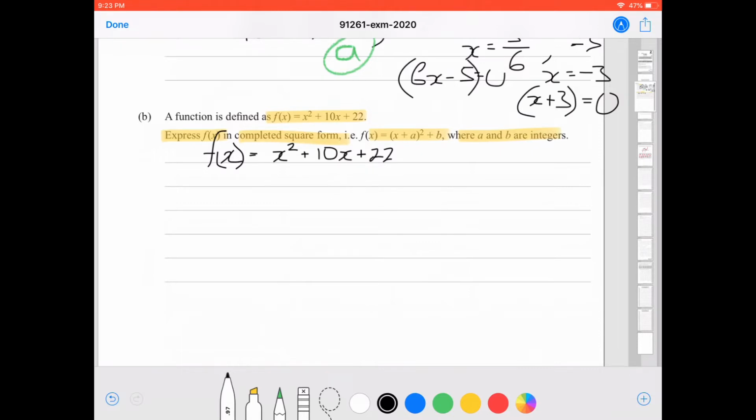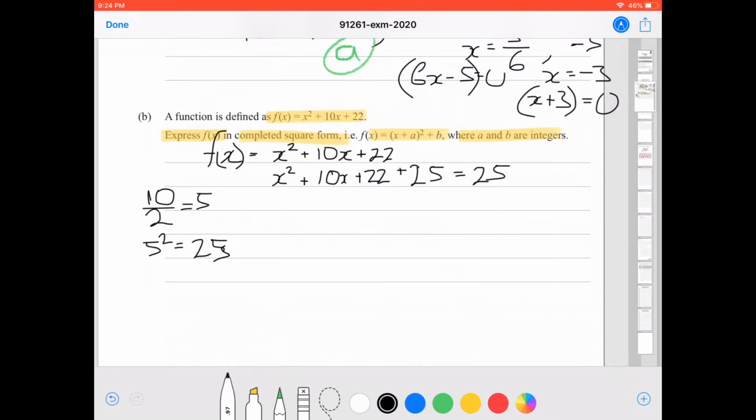The first thing we are going to do is divide the b term by 2, so 10 over 2 equals 5. And so 5 squared, hopefully this is familiar work, 5 squared is 25, and so that means we are going to add 25 on both sides of our equation here. So x squared plus 10x plus 22 plus 25, and that equals 25.